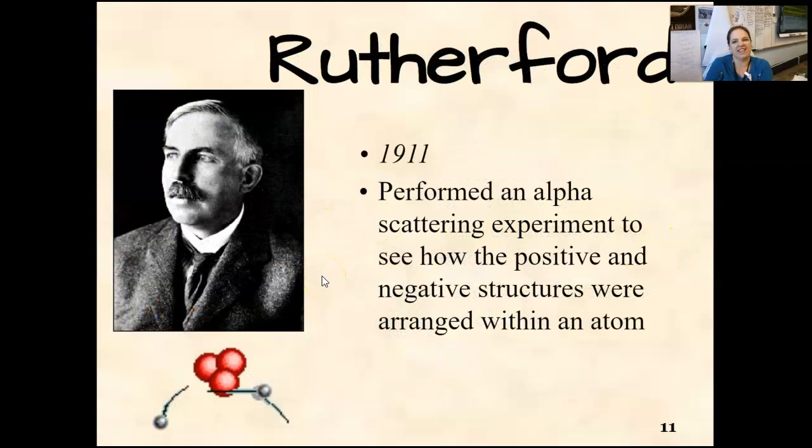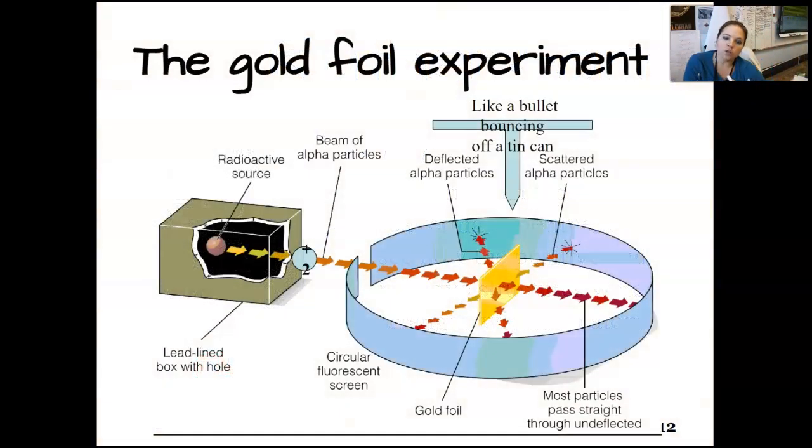Rutherford, the guy I have issues with. In 1911, he and his group performed an alpha scattering experiment to see how the positive and negative structures were arranged in an atom. You already saw the plum pudding, where you had the ball with negative particles all over it. They didn't know yet that there were positives in there, or they kind of guessed that there was, but this is a way that they found definitely was.